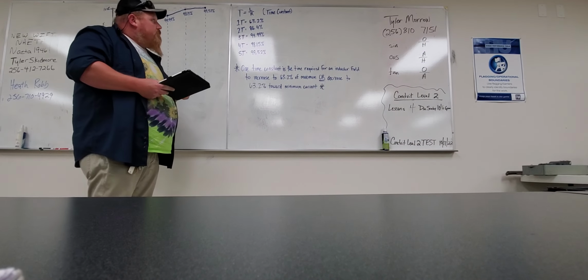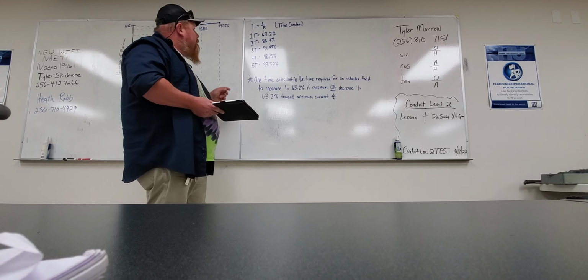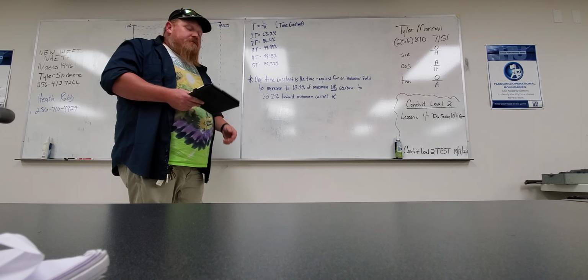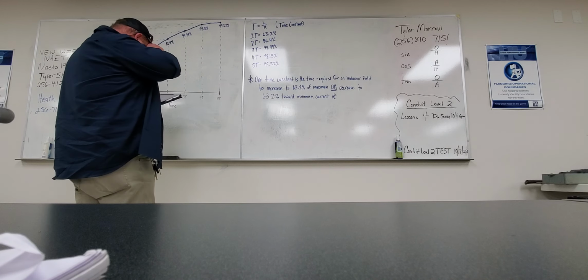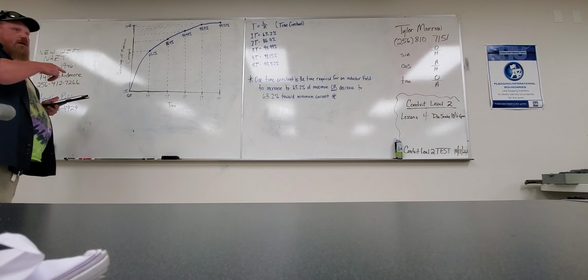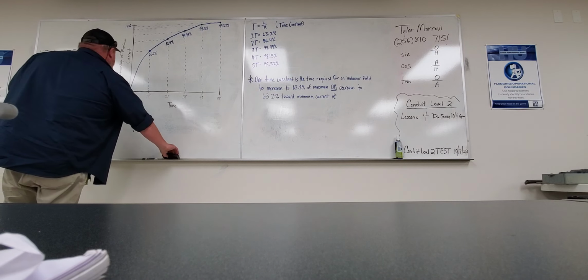The formula to calculate the amount of time for each time constant is the inductance divided by the resistance. Everybody have this copied down? Picture taken, whatever.